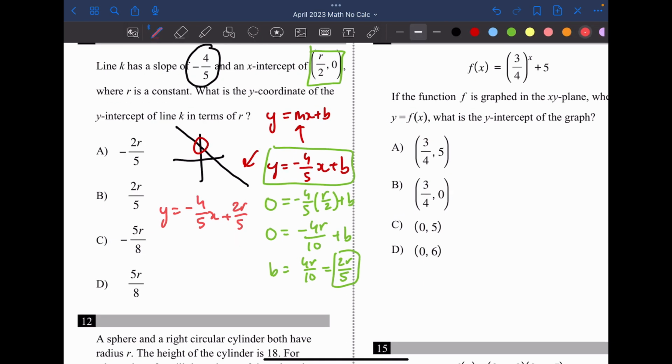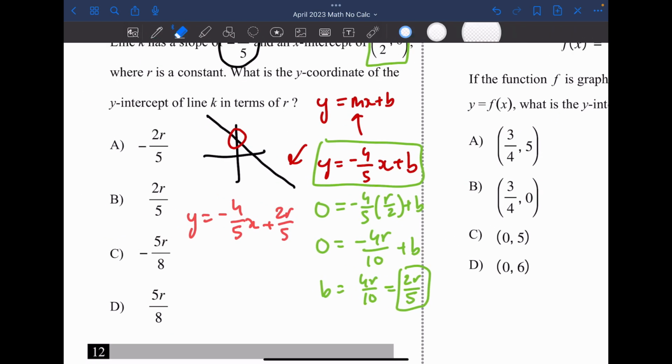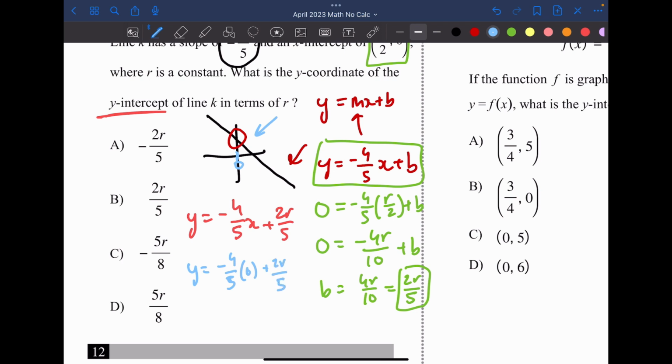And then last step, we are trying to find where the y-intercept is. If you think about it, the y-intercept happens when the x value is 0. So if x is 0, let's plug that in. y is equal to -4/5 times 0 plus 2r over 5. And anything multiplied by 0 goes away. So y is equal to 2r over 5. That is the y value of the y-intercept. And which of these is the correct answer? It must be B. So pretty simple.